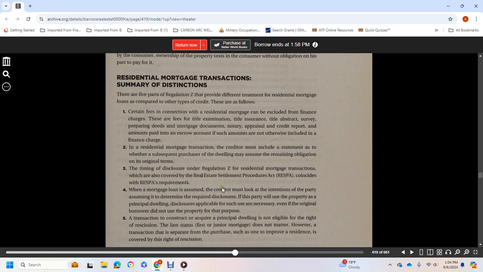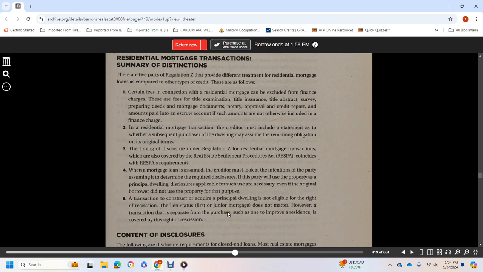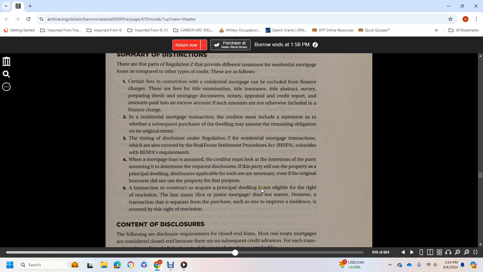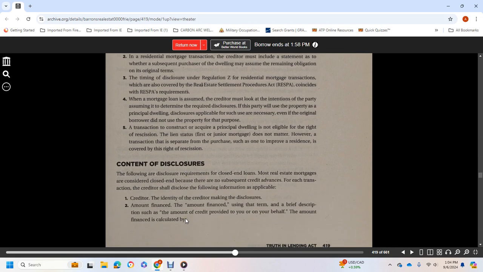When a mortgage loan is assumed, the creditor must look at the intention of the party assuming it to determine the required disclosure, whether the party will use the property as a principal dwelling. Disclosures are necessary even if the original borrower did not use the property for that purpose. The transaction concerns the purchase of the principal dwelling and is not eligible for the right of rescission. Lien status, first or junior mortgage, does not matter. However, a separate transaction other than the purchase, such as improving the residence, is covered by the right of rescission.